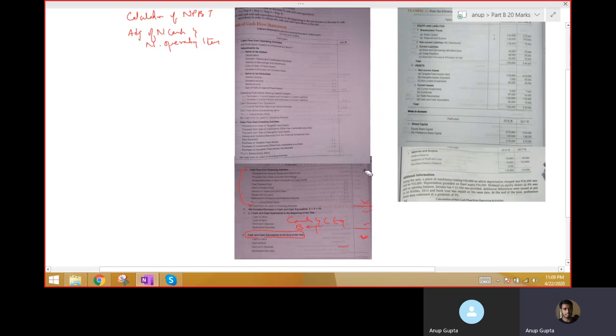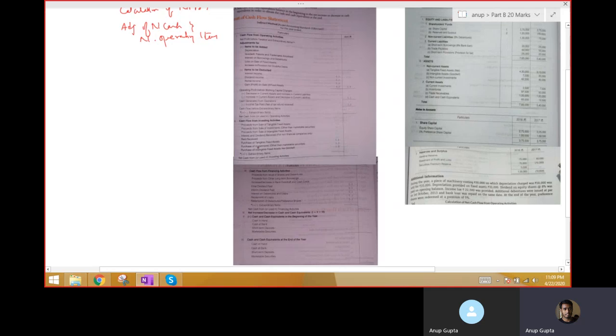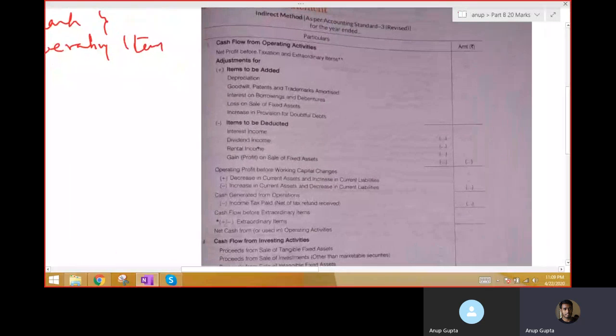Okay, so since we are dealing with only operating activity now, let us start with operating activity again. Like I said, the format has to be adhered to, or maintained. So let us see how cash flow from operating activity starts. Cash flow from operating activity starts with net profit before tax and extraordinary items.